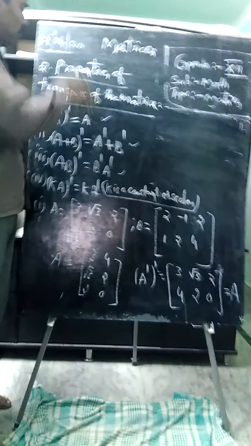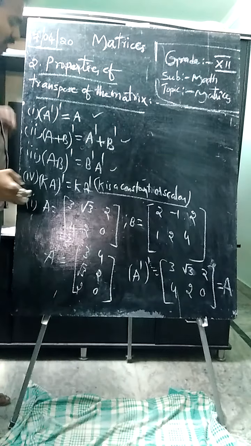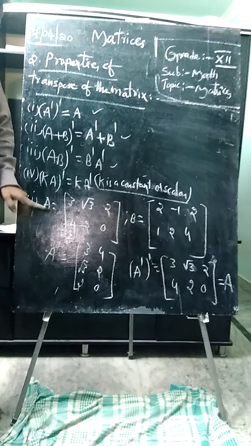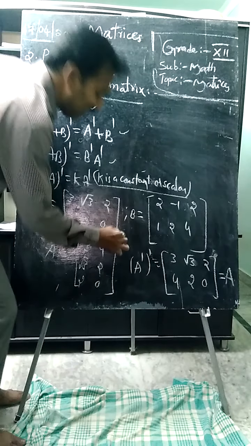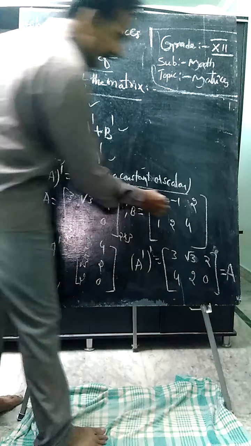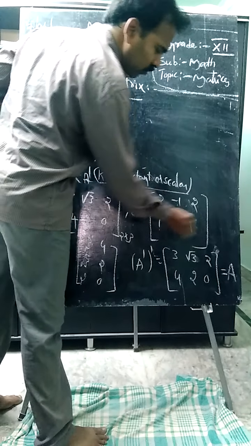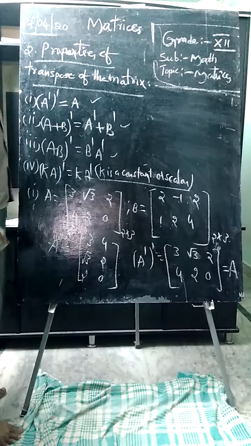Students, to check the properties of transpose of matrix, let us consider two matrices. A is [3, root 3, 2; 4, 2, 0], which is of order 2 by 3, 2 rows and 3 columns. Again B is [2, -1, 2; 1, 2, 4], which is also of order 2 by 3.